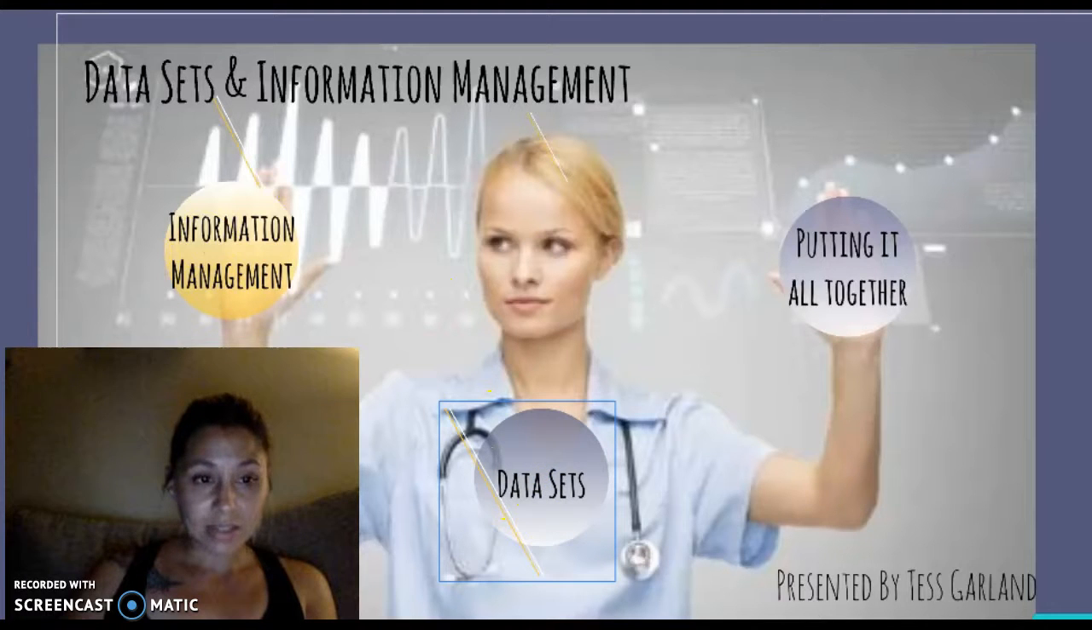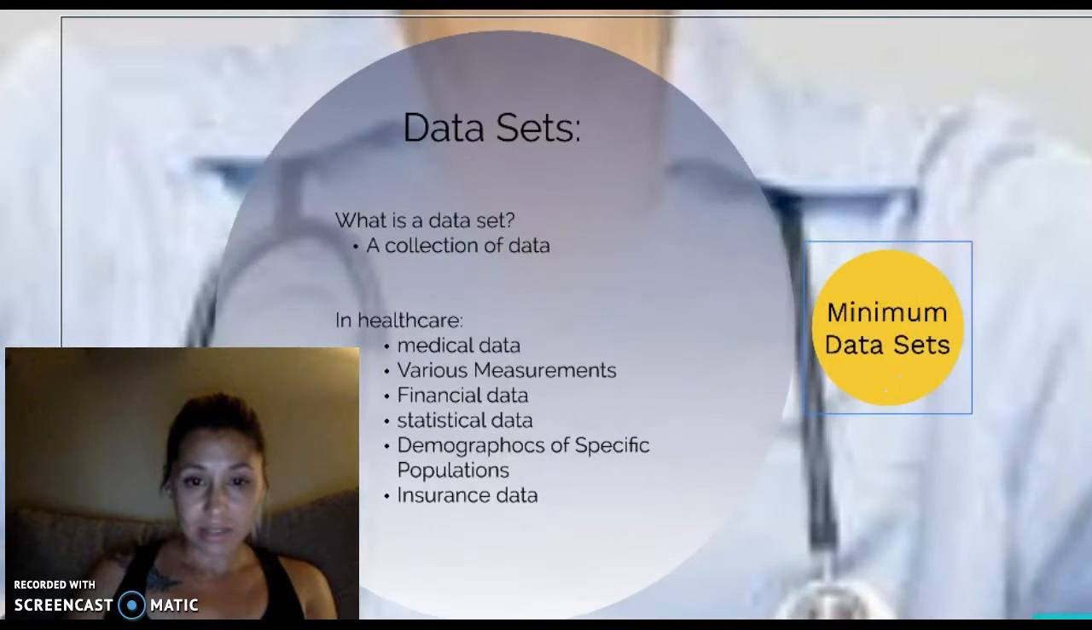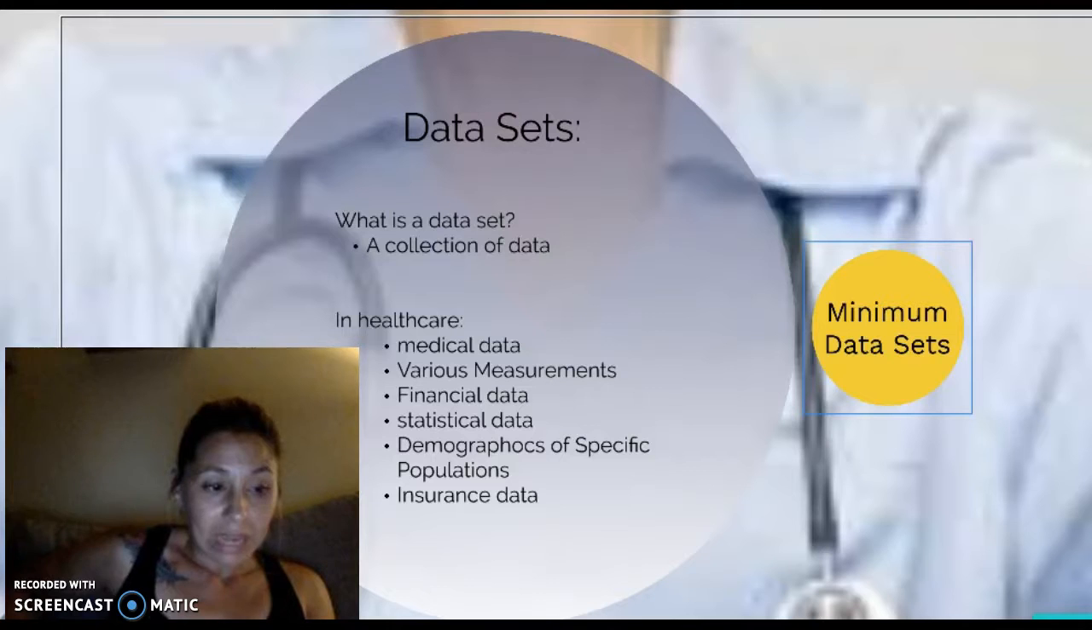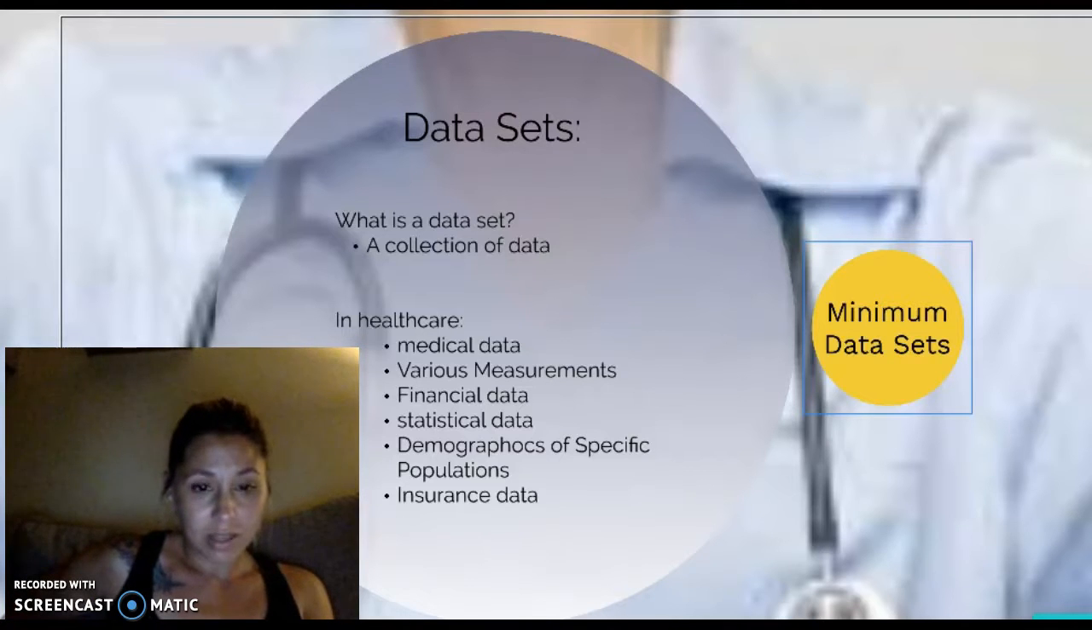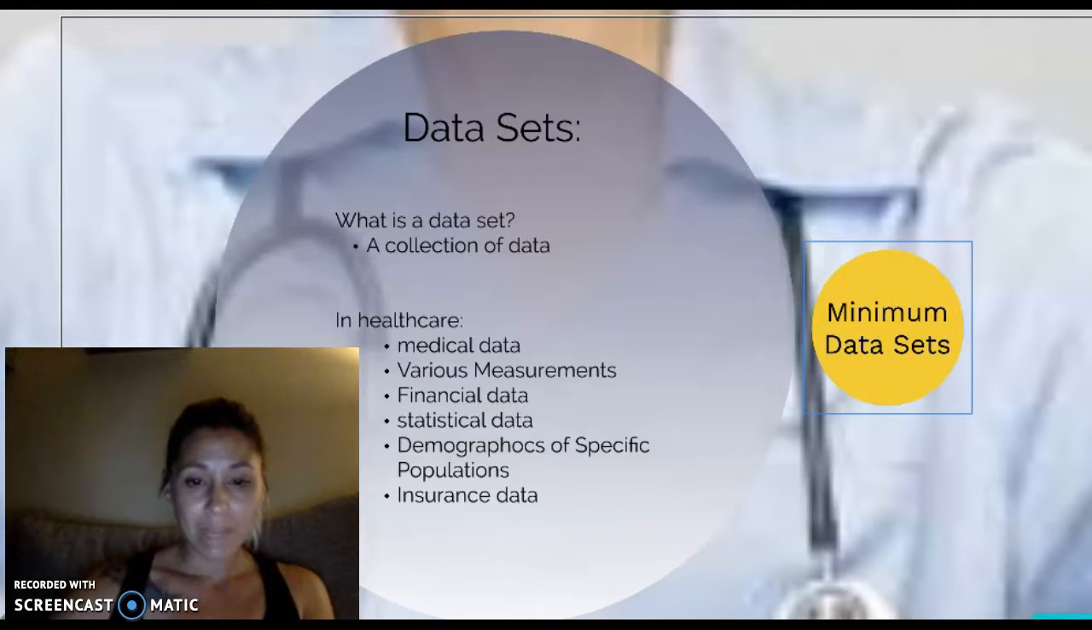Specifically, data sets. So what are data sets? So basically a data set is a collection of data. In healthcare, this includes medical data, various measurements, financial data, statistical data, demographics of specific populations, and insurance data.